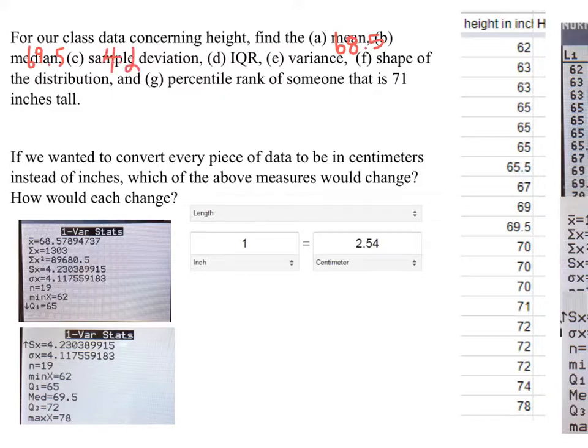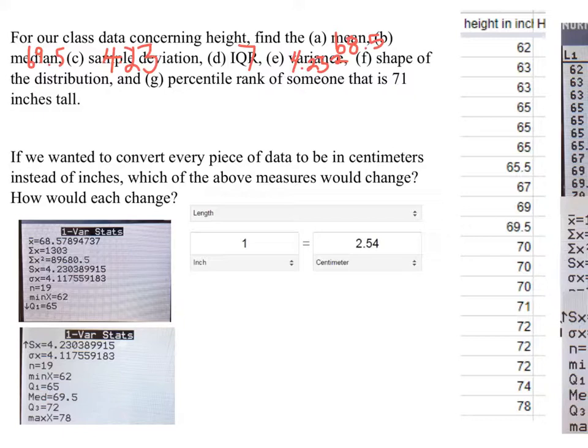The IQR, so we do Q1, Q1 minus Q3, so down here you can see we've got this 72 minus 65, so the IQR is going to be 7. The variance is actually 4.23 squared. The variance, remember, is the square of the sample deviation. So we would take the 4.23 and we would just square that. So it's probably going to be 17 point something. I'm just going to write 4.23 squared.